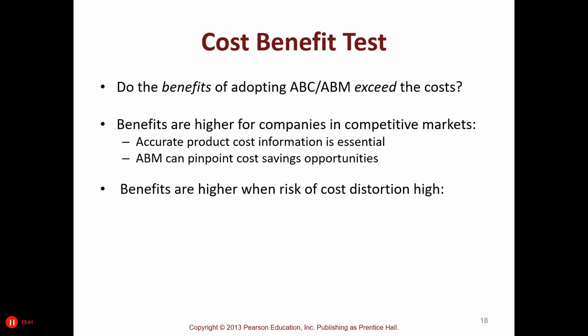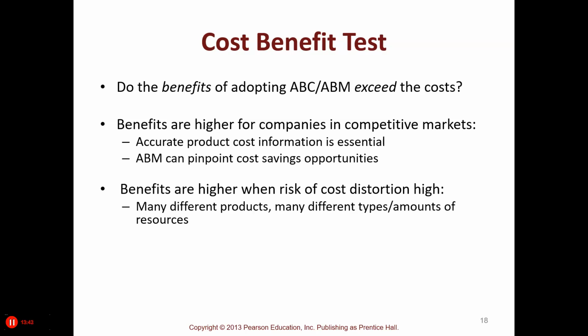Benefits are higher when the risk of cost distortion is high, when you have many different products, many different types and amounts of resources, and you have high indirect costs and high and low volume products. That ends Part 1 for Chapter 4. And now we go on to Part 2.